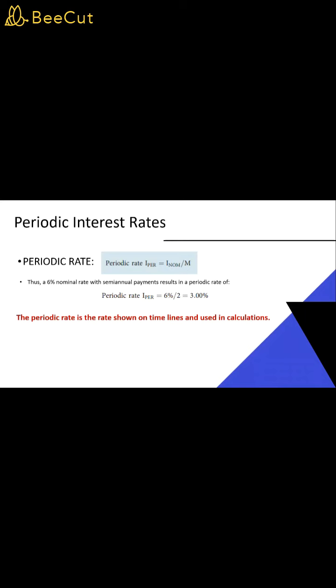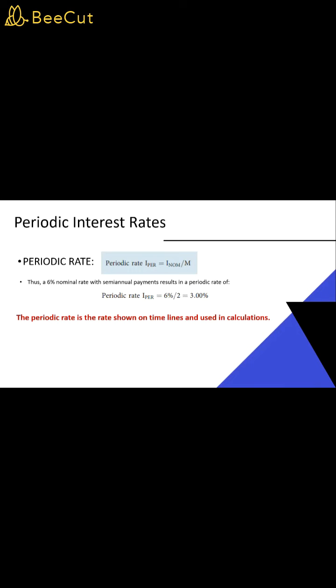And the periodic rate is basically going to be the nominal interest rate divided by M. So M is the number of periods that it's being compounded. So for example, if it's semi-annual, that means the interest rate is being compounded twice a year. So M will be equal to 2. If it is a quarterly compounding, then M is going to be equal to 4. So that's how it works. And if it's a monthly compounding, then M is going to be equal to 12.